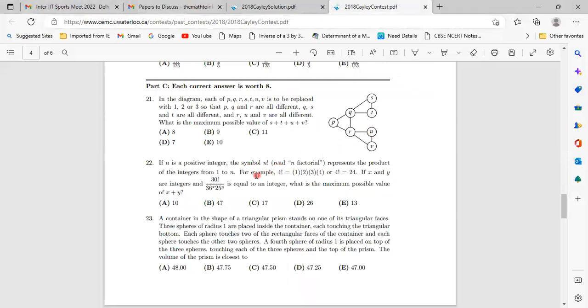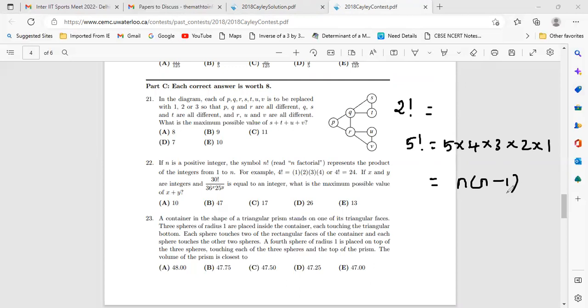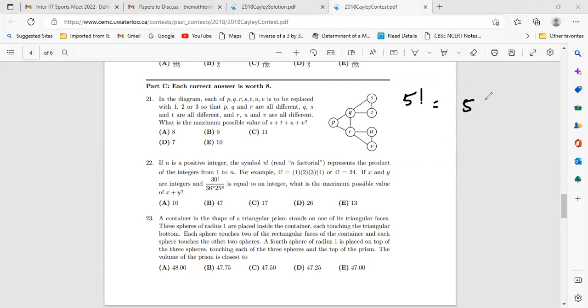Okay, the next question is about factorial. You know what factorial is, right? Yeah, I know what factorial is. Okay. So 5 factorial means 5 times 4 times 3 times 2 times 1. It goes up to 1. Basically n into n minus 1, and it goes up to 1. Or else you can write 5 factorial as 5 times 4 factorial also. This is also correct.